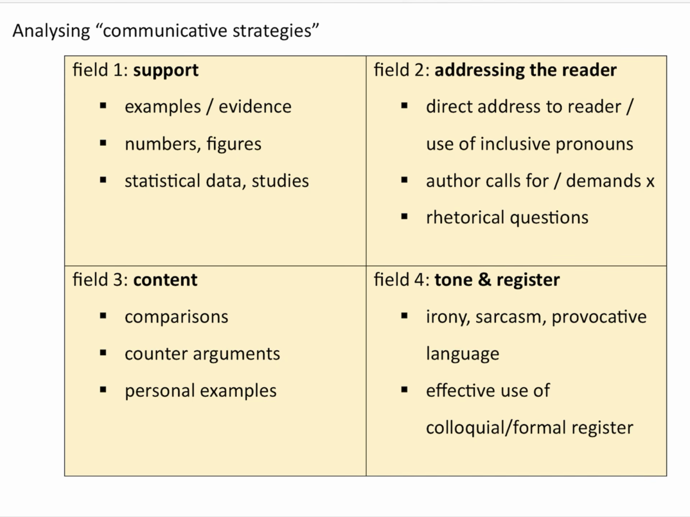Then we have analyzing communicative strategies, and these are the four fields of things you should be looking for: any kind of support the author gives to what he writes, any kind of address to the reader, could also be a question, any kind of content that is structured in an interesting way, or does the author use tone and register in an interesting way. There's an overlap, so some things could be classified as either communicative strategies or a specific use of language, and here it doesn't really matter. Use the one that you think fits better.